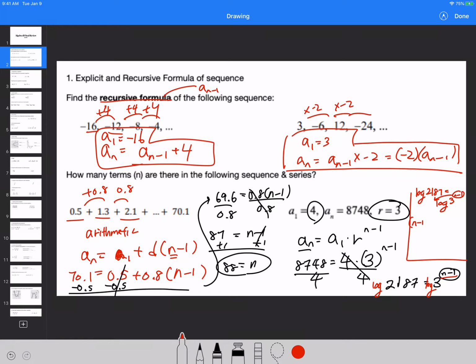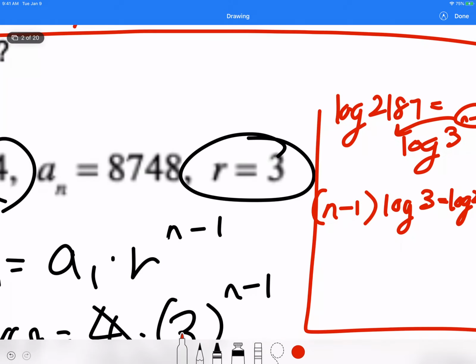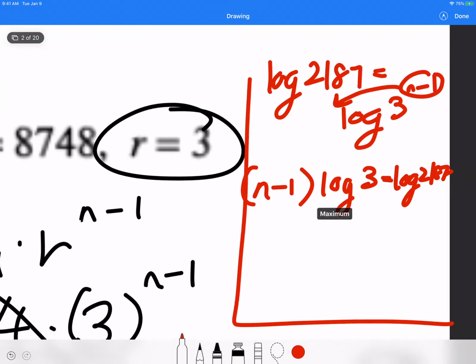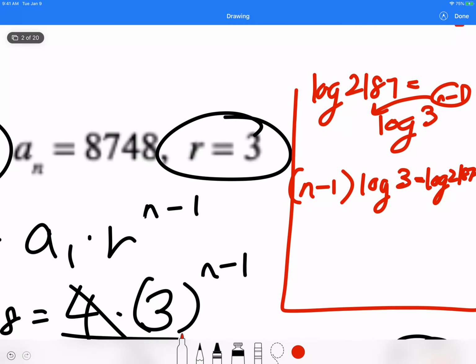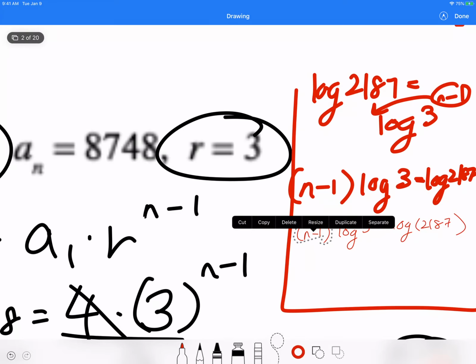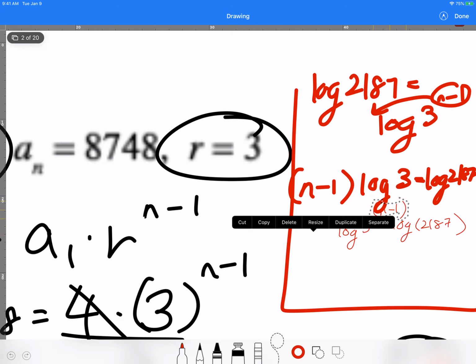So it will be n minus 1 times log of 3 is equal to log of 2187. I know that it's really hard to write down here, but I'm just going to zoom in and do it this way then. Okay, so n minus 1 log of 3 is equal to log of 2187. This is called the power rule, where whatever was in the exponent, like right here, comes to the front.